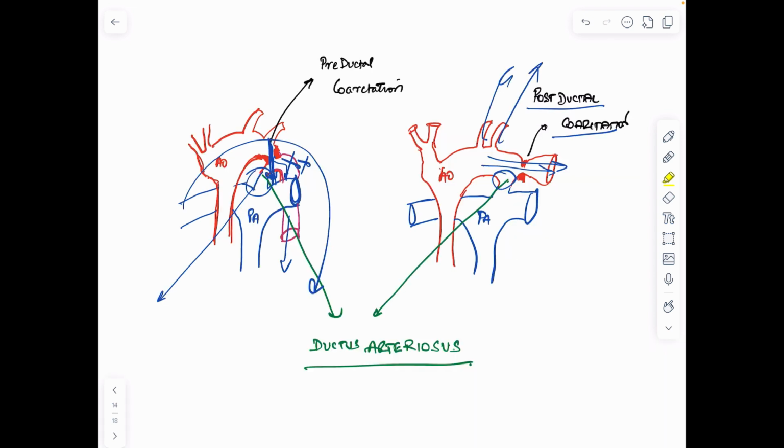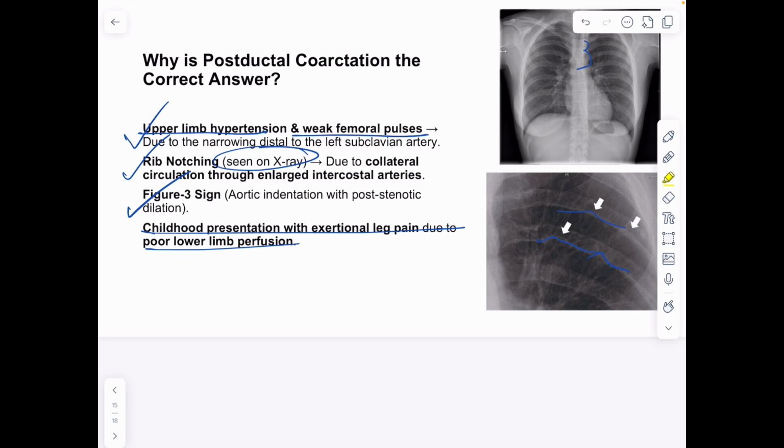If you want to identify it in the question related to what we have talked about, postductal coarctation of the aorta is the correct answer, because upper limb hypertension and weak femoral pulses are mentioned in the question.